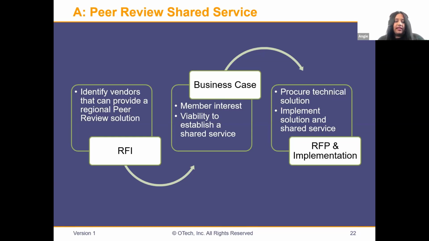Okay, so we had basically a three-phase project: an RFI to identify vendors that can provide a regional solution for a shared service; a business case to confirm viability for the shared service and confirm member interest; and then an RFP and implementation to procure and stand up the solution.